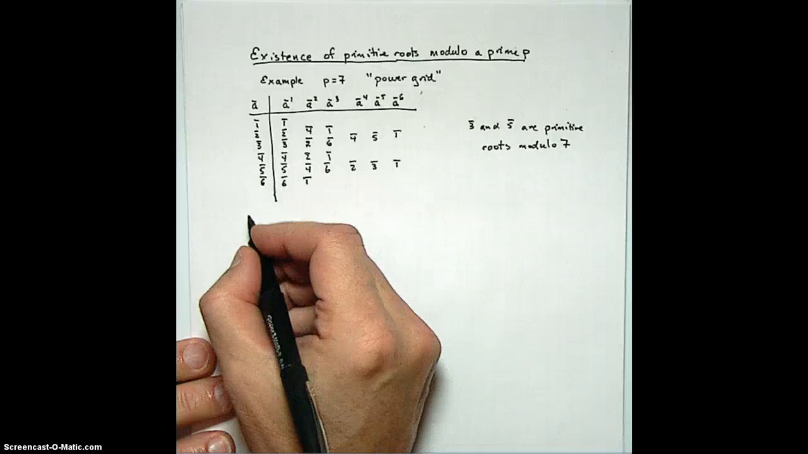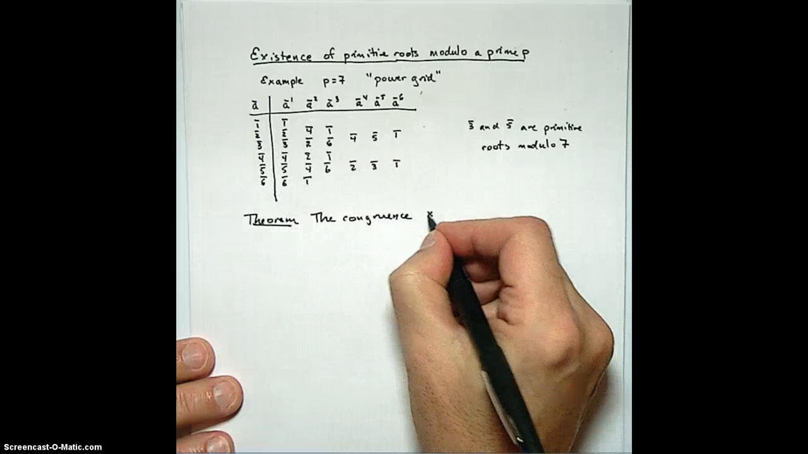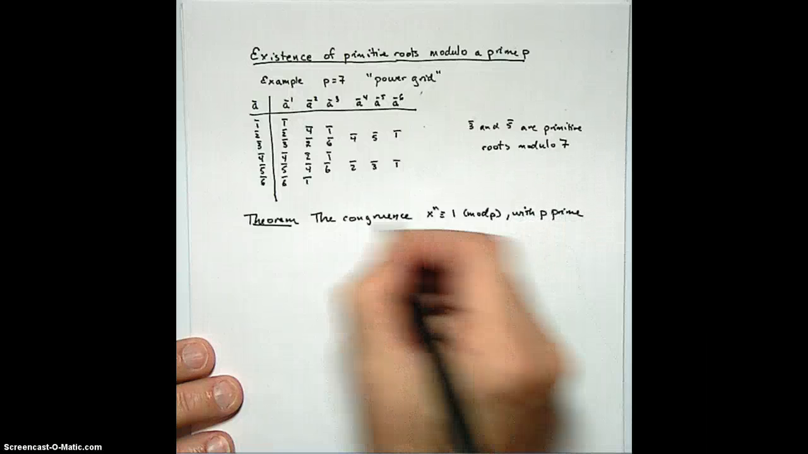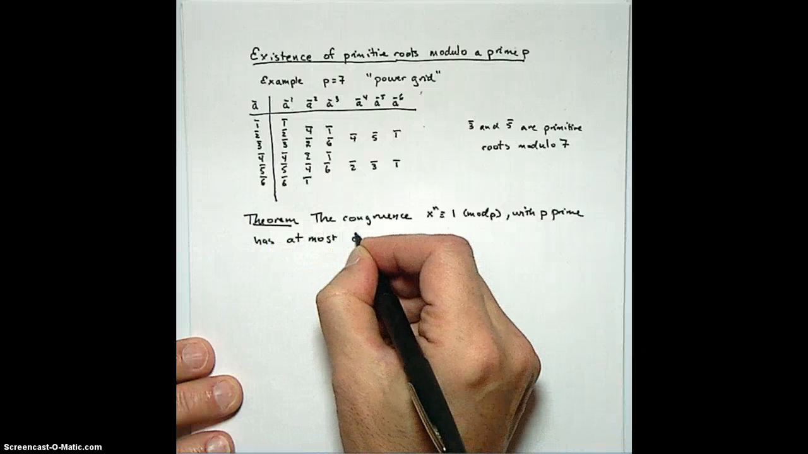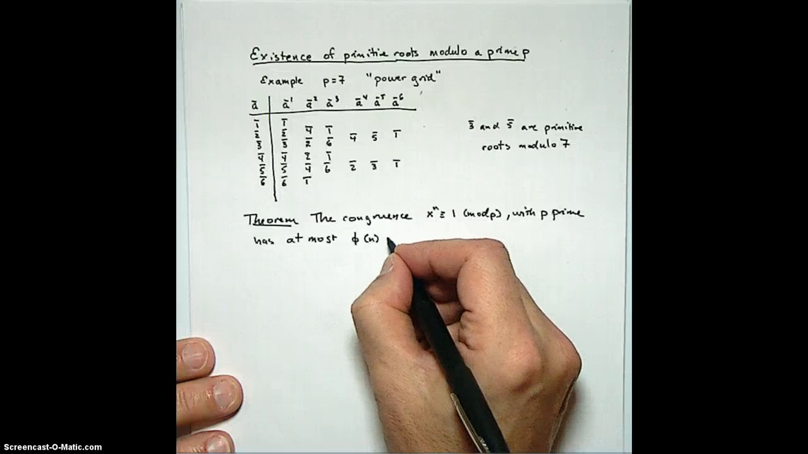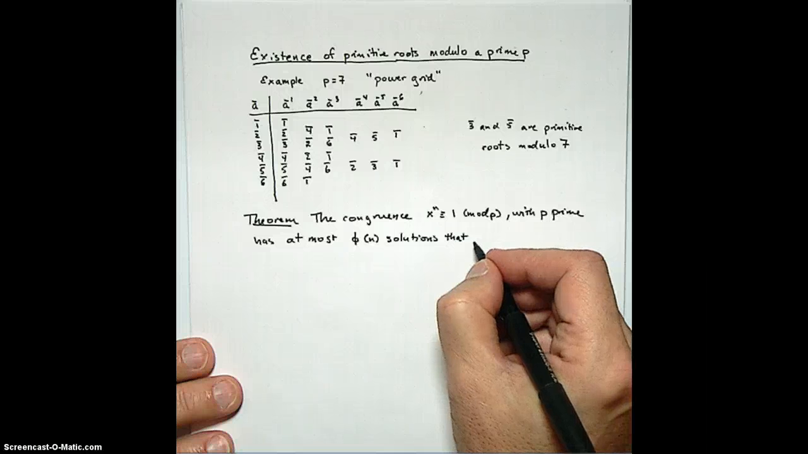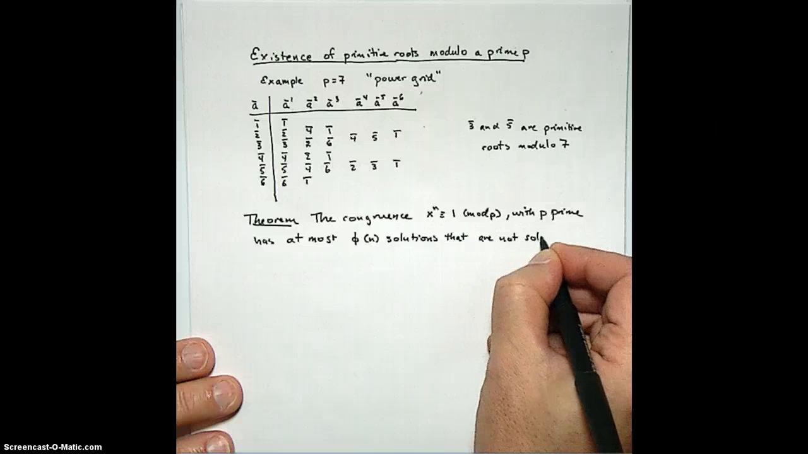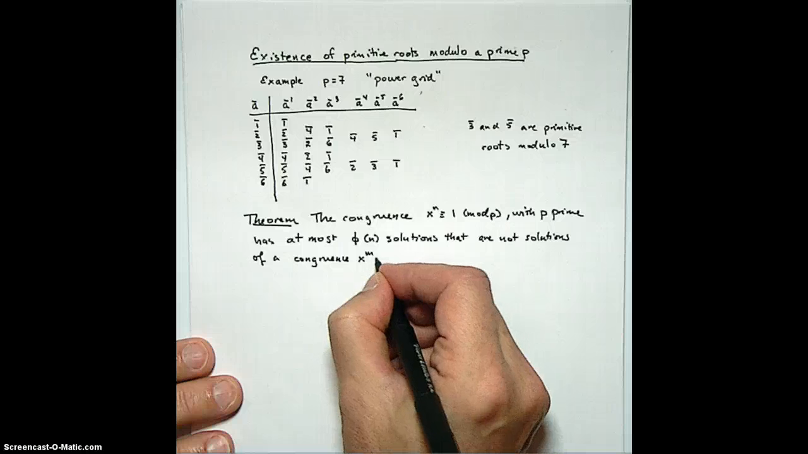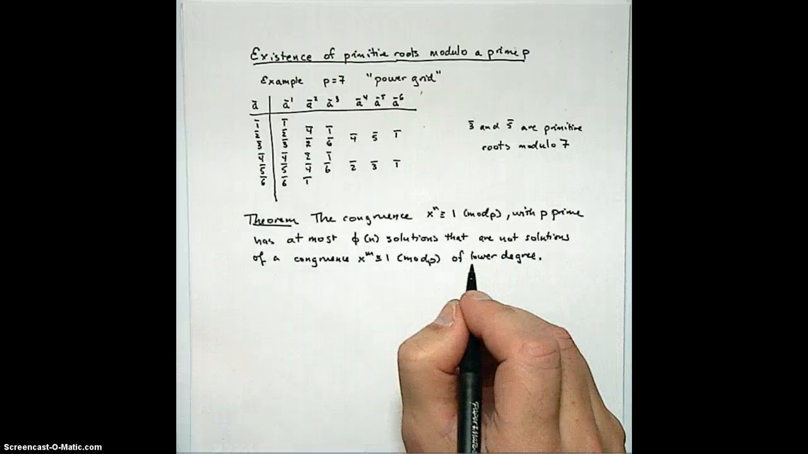So let me write the theorem out. The congruence x to the n congruent to 1 mod p, with p prime, has at most phi of n solutions that are not solutions of a congruence x to the m congruent to 1 mod p of lower degree. Right? So we'll prove this.